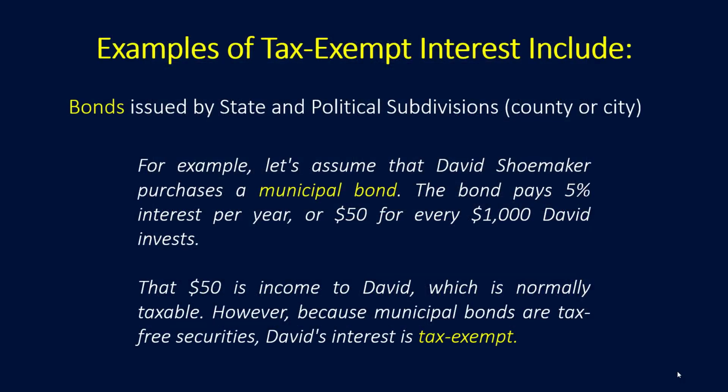Some examples of tax-exempt interest include bonds that are issued by state and political subdivisions, county or city. For example, let's assume that David Shoemaker purchases a muni bond. The bond pays 5% interest per year, or $50 for every $1,000 that David invests. That $50 is income to him which is normally taxable. However, because municipal bonds are tax-free securities, David's interest is tax-exempt.